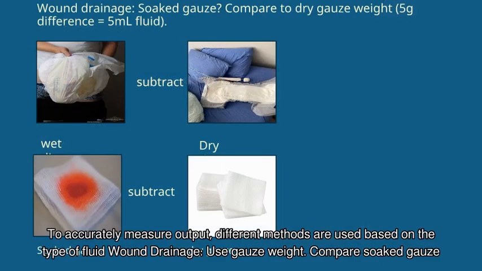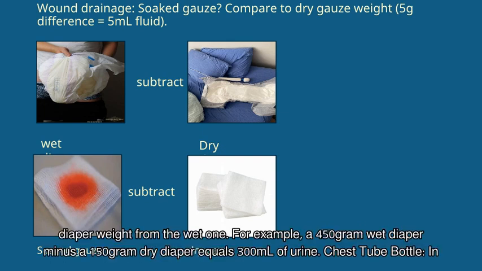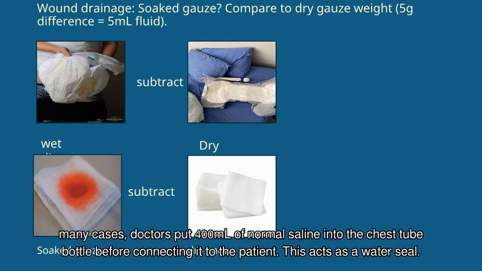Wound drainage, use gauze weight. Compare soaked gauze to dry gauze. A 5-gram difference equals 5 ml of fluid. Bedridden patients, use diaper weight to measure urine output. Subtract the dry diaper weight from the wet one. For example, a 450-gram wet diaper minus a 150-gram dry diaper equals 300 ml of urine.